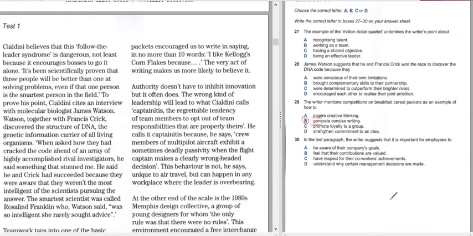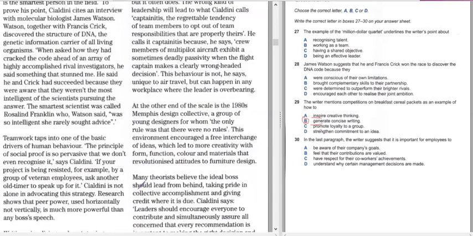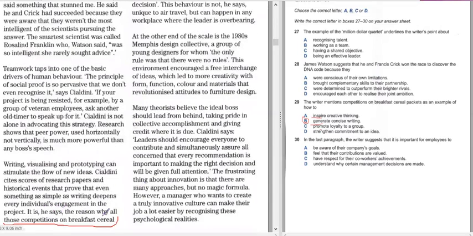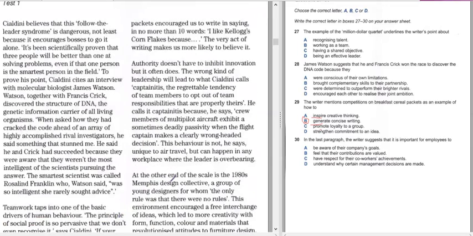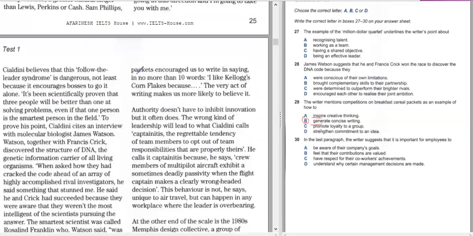Creative writing, I don't see anywhere. He says the reason why all the competitions on breakfast cereal packets encouraged us to write in, saying in no more than 10 words... I think they are saying the starting of the paragraph, writing, visualizing thing.